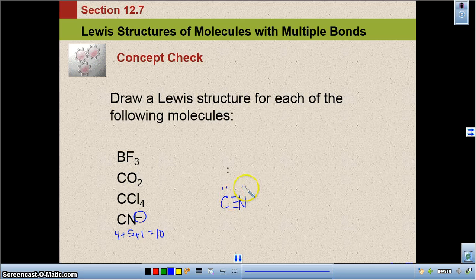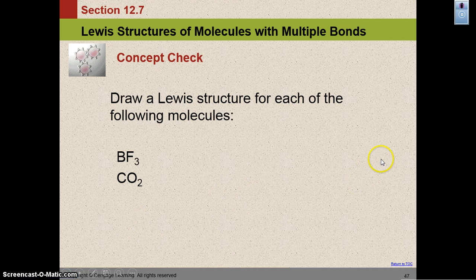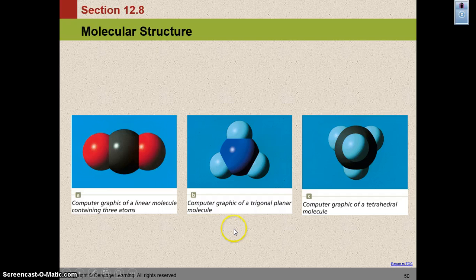So we have 2, 4, 6, 8 around nitrogen, 2, 4, 6, 8 around carbon, 2, 4, 6, 8, 10 total. So we've met our number of 10. And then it's an ion, so we're going to put brackets and the charge on the outside edge. So that's how we would write cyanide. So that's going to finish up our Lewis structures with 12.6 and 12.7, and the next lecture will begin molecular structure in 12.8.